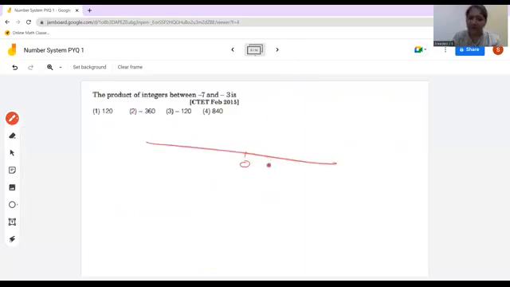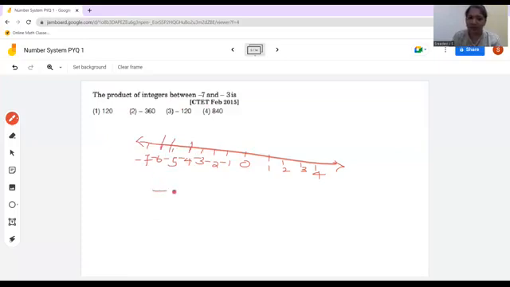On the right side of the number line, we have the positive values, positive natural numbers, and on the left side, we can have the negative numbers. So -1, -2, -3, we can write over that. -4, -5, -6, -7. So here we are asked up to -7. So what are the integers coming in between -3 and -7? They are -4, -5, -6.